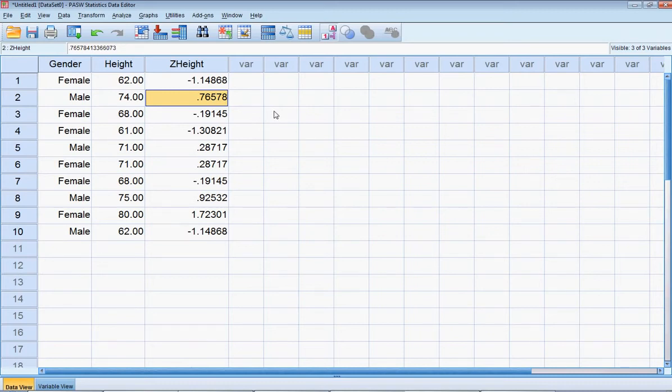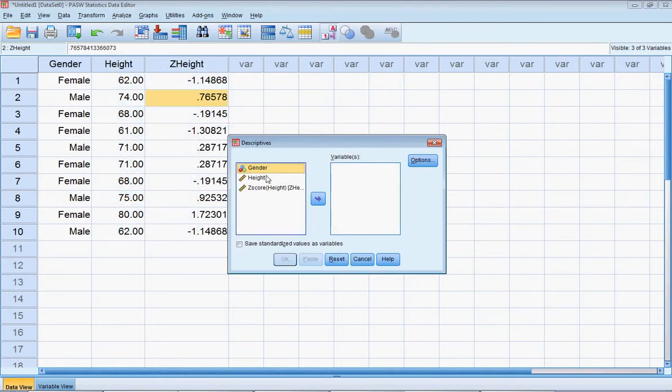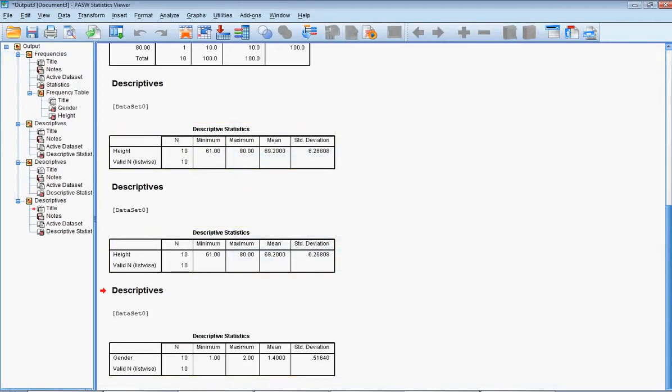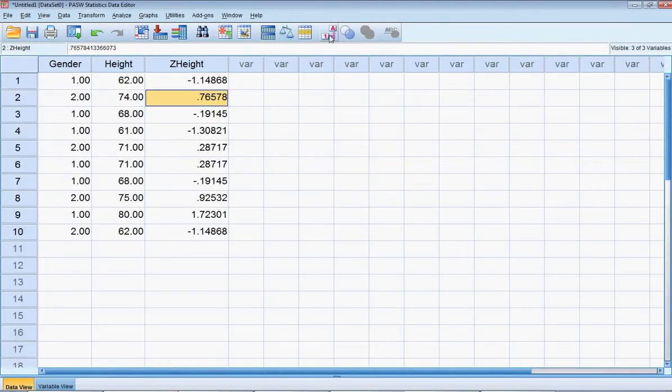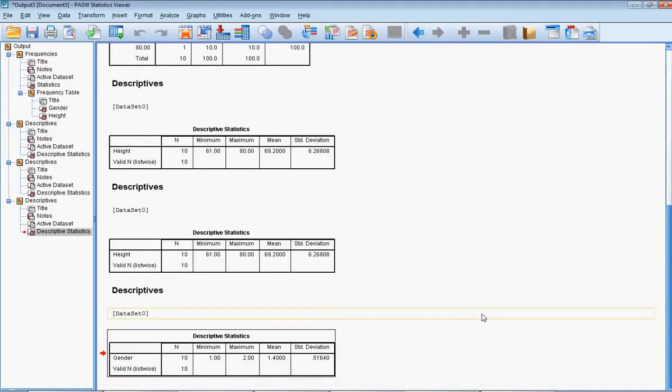Now let me show you something else. Try getting the descriptive statistics for gender. I'll hit reset and now move gender over. Click OK. Even though these say male and female, it's really ones and twos. Back in the output window, this table at the bottom tells us that there are 10 different scores. The minimum is 1 and the maximum is 2, which is kind of a duh because we only have 1s and 2s. And the average score is 1.4.